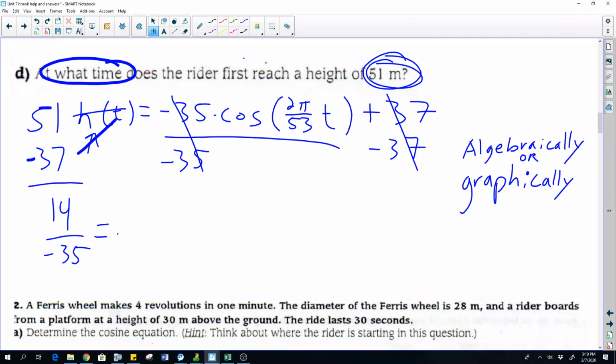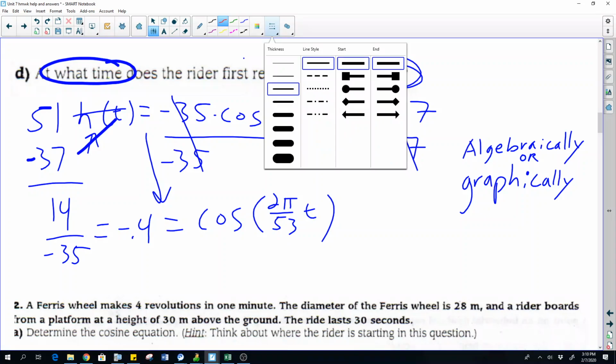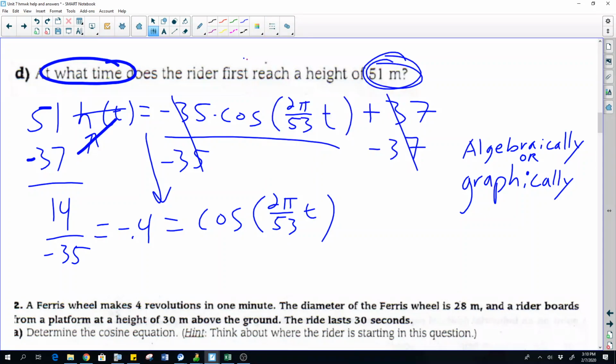So then we have negative 0.4 is equal to what's left: cosine of 2 pi over 53 times t. Do you remember how we undo cosine? What's the opposite of cosine? Inverse cosine. So we're going to inverse cosine the right side to get rid of cosine, to get access to the t, to solve for t.